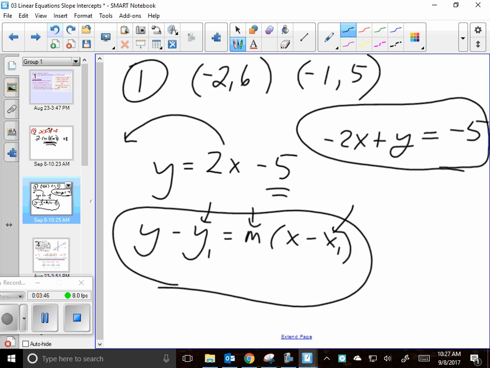You are correct. It's standard form, where ax plus by equals c. Very good. Notice the x is first, the y is second, and then lastly we have what's called a constant. It doesn't have an x or a y.